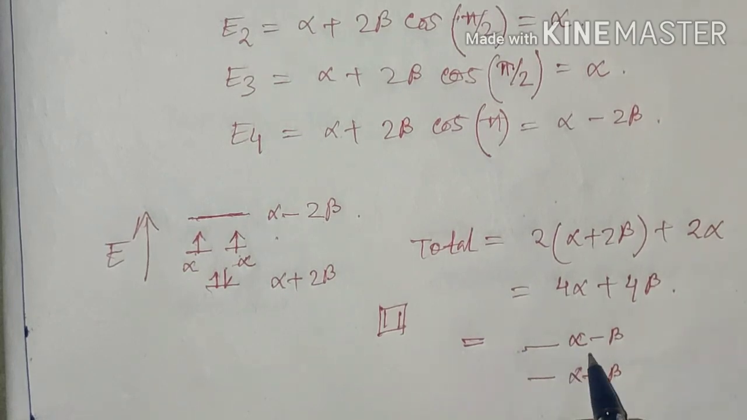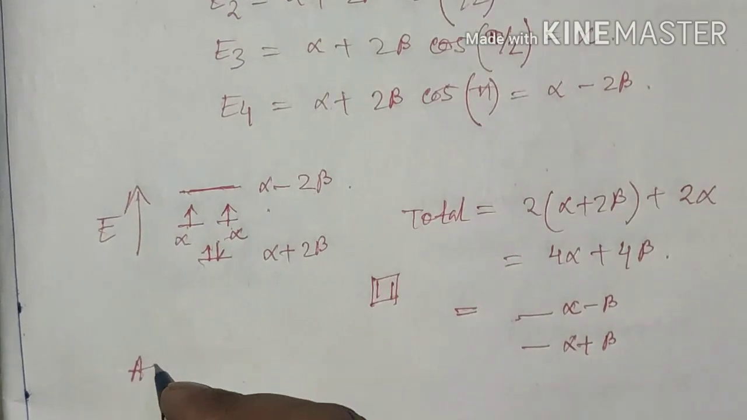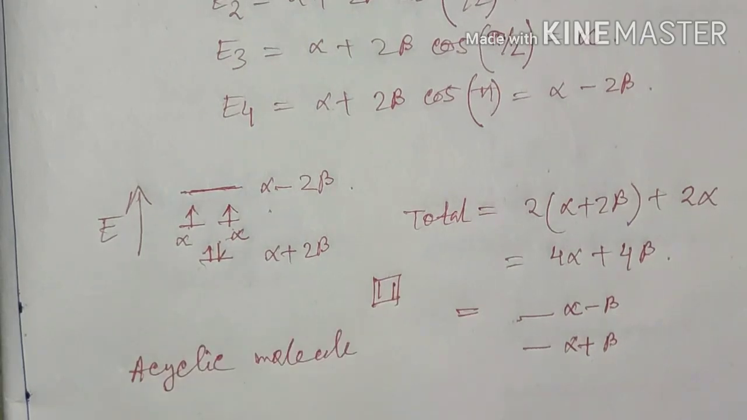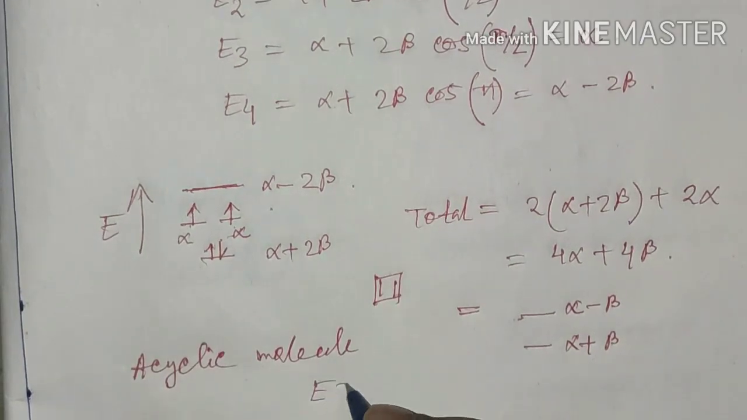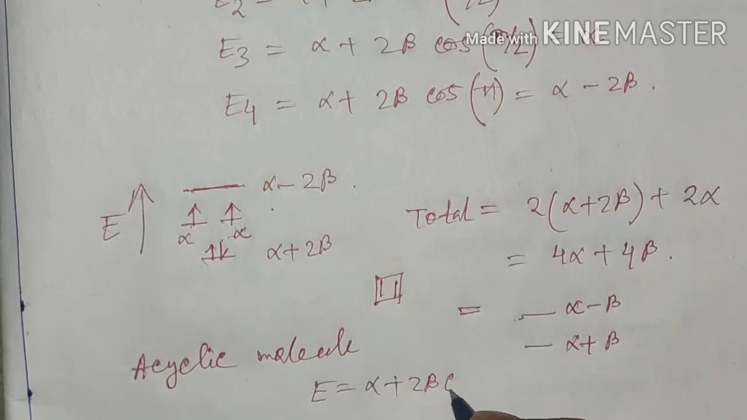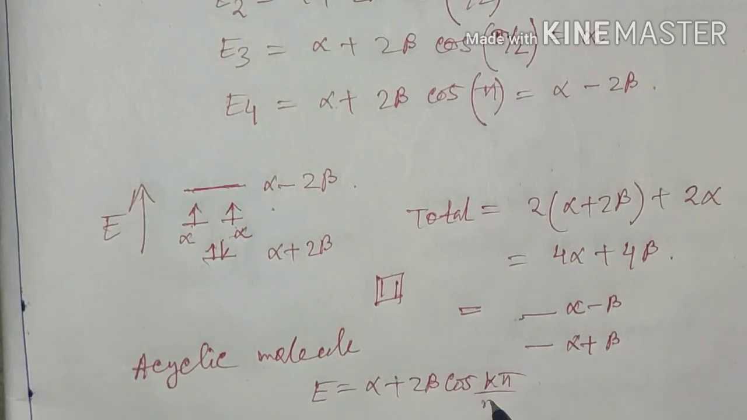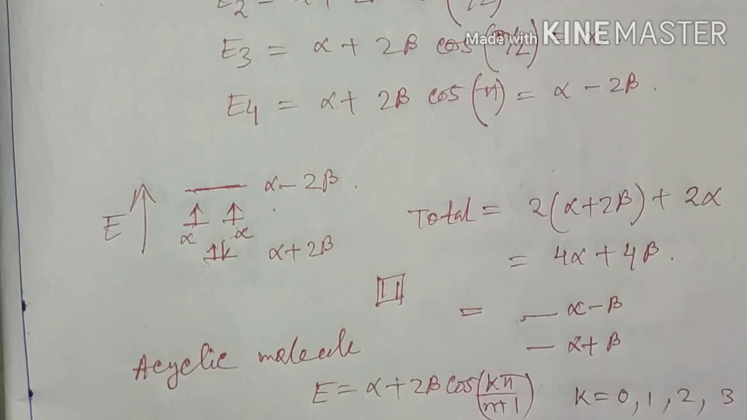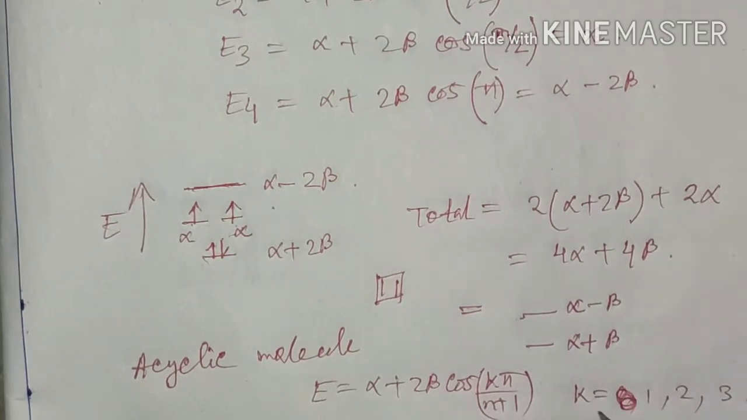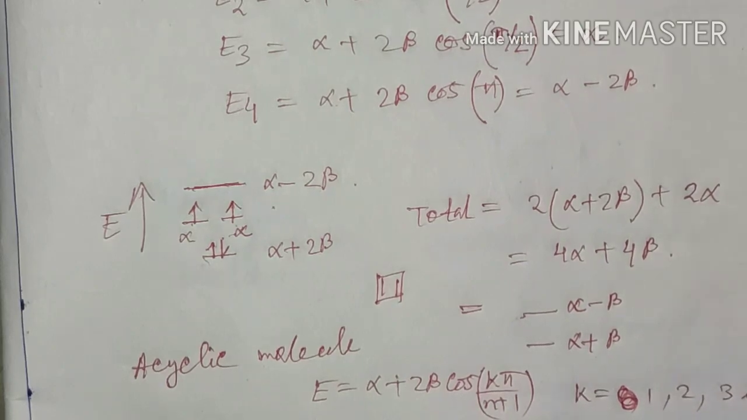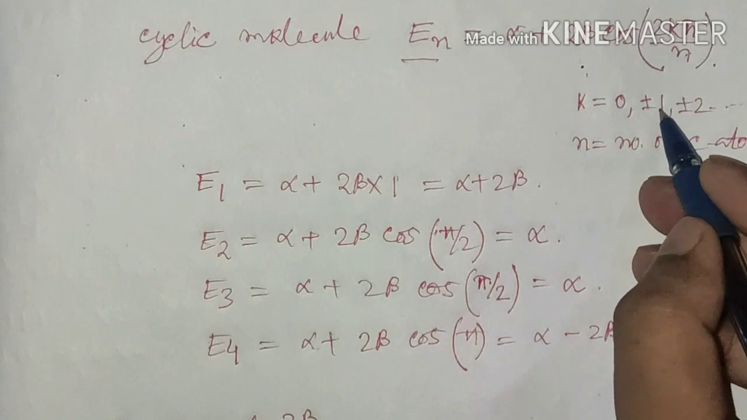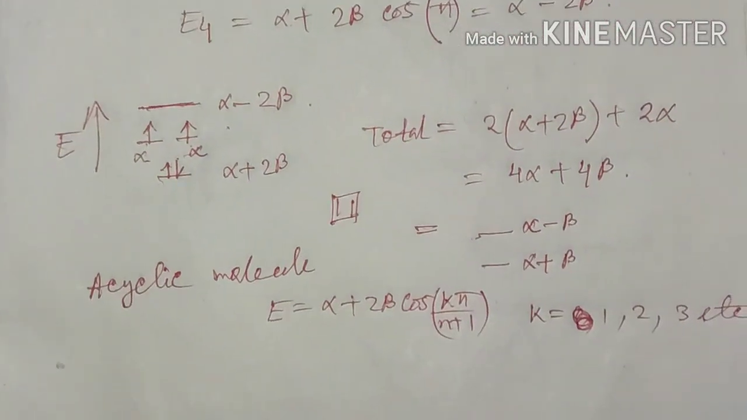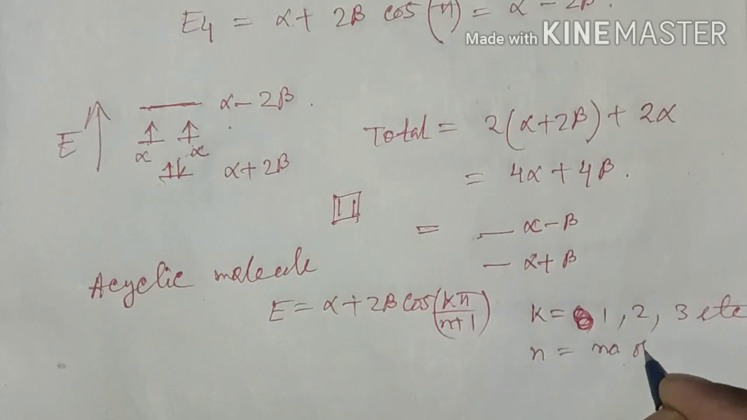You can apply the rule for an acyclic system, and for an acyclic system the energy formula is E is equal to alpha plus 2 beta cos k pi by n plus 1. Here k will not be 0, only k will be 1, 2, 3, etc. For a cyclic system, k will be 0, plus minus 1, plus minus 2. And here n is equal to the number of carbon atoms.